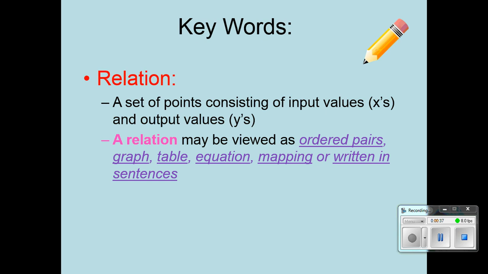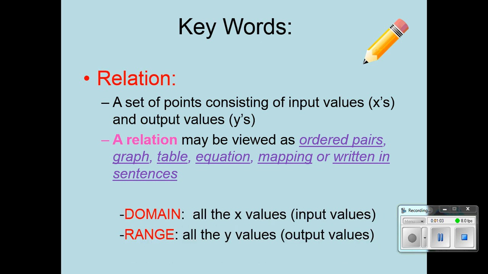A relation can be viewed or represented as an ordered pair, so like a set of ordered pairs on a graph. You can put a set of ordered pairs in a table, an equation, mapping, or even written in sentences. The two parts of the relation, the input x values and the output values, the y values, are also known as your domain and your range. So the domain is the x values, and that's your input values, and I know we've talked about that, and the range is all the output values. Those are your y values.